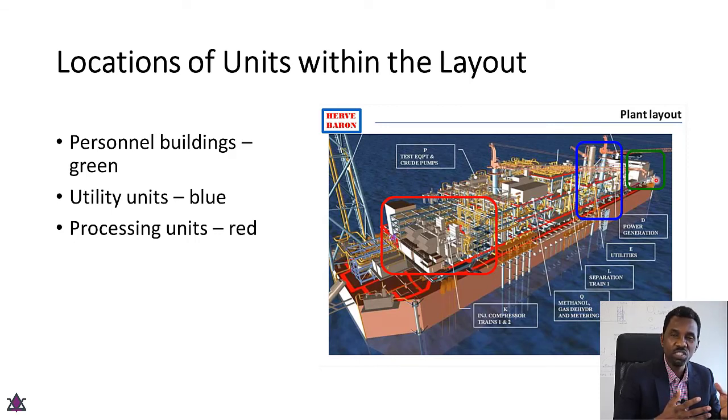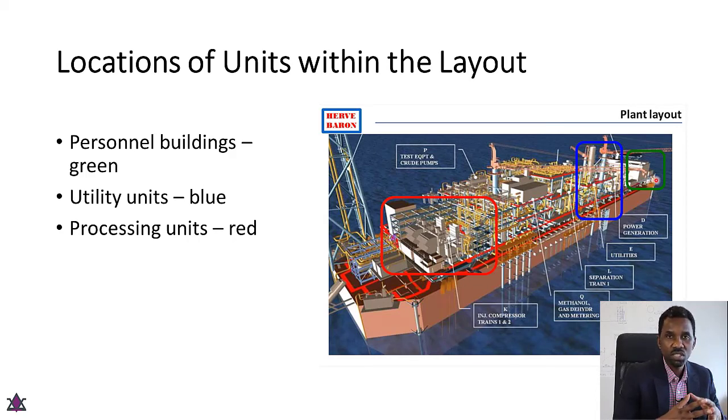The red area is the most volatile, where you have production going on. The blue area is where you have the utility units and the control room and other similar facilities. Then the green area is where you have people, admin buildings, and the likes. So it goes from the most volatile, which is red, to the least volatile, which is green.